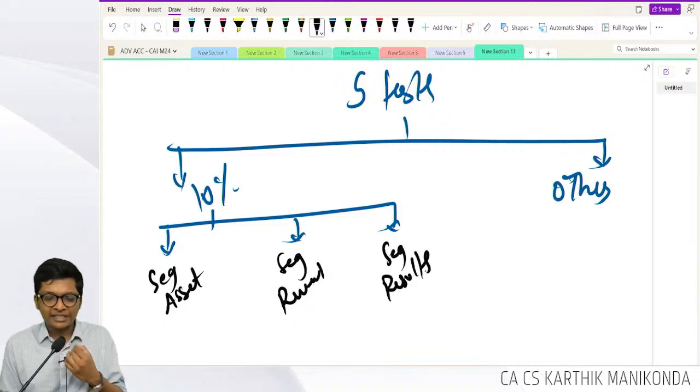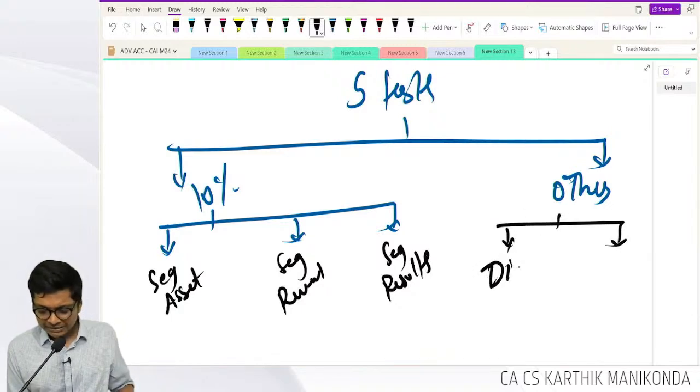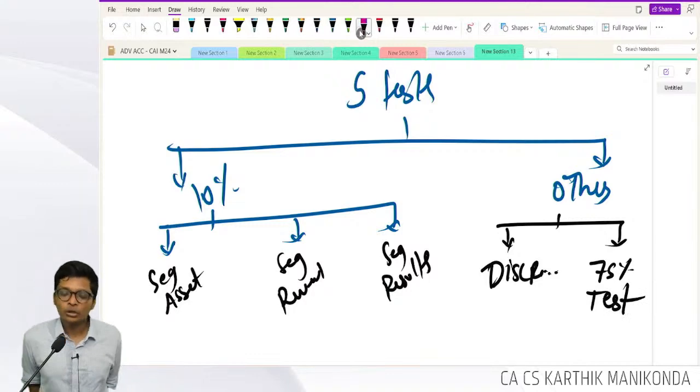AS17, if you are skipping for exam, at least read these 5 tests. Only this is tested in the last 5 attempts. I'm not joking. Go check the papers. Others, we have something called discretionary test and 75% test. This is what I'm going to brief for the next 5 to 10 minutes.